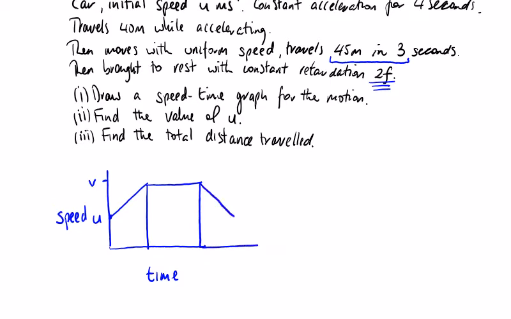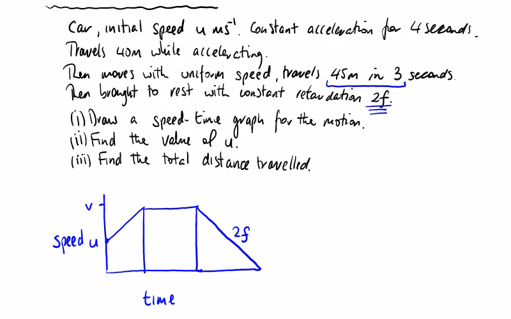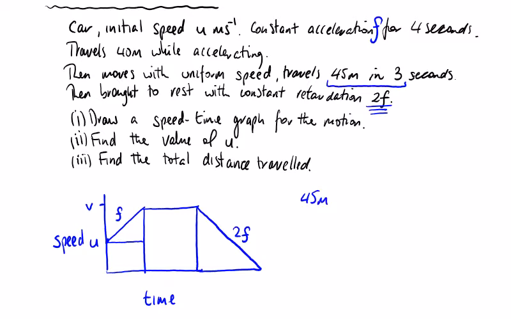And then constant retardation 2f. And we're actually told as well, I didn't write it, constant acceleration f, going up this way. Okay, so we have a couple of things different going on here. We can get v, let's add v to our speed time graph. 45 meters in 3 seconds. Well, that's going to give us 15 meters per second. So v is 15.